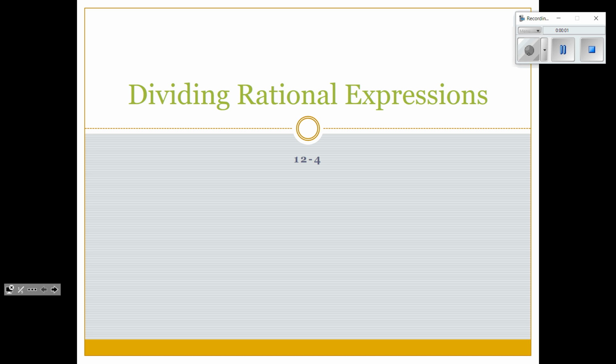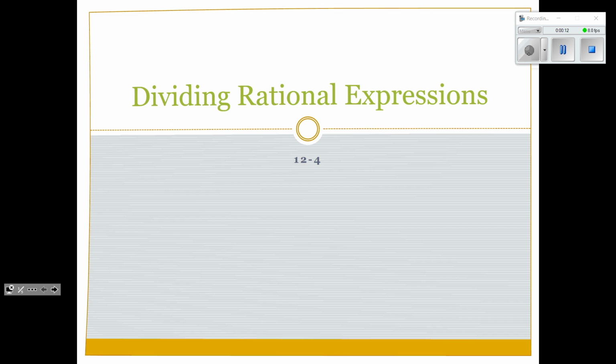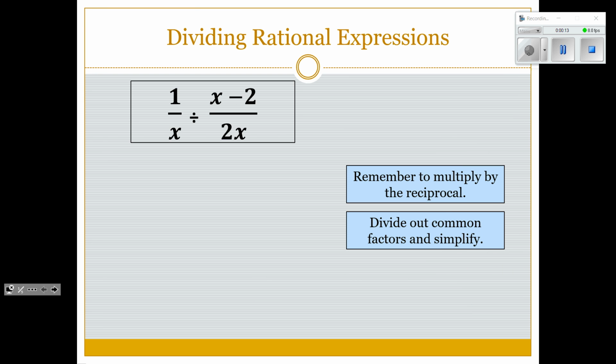In today's lesson, we're going to be looking at dividing rational expressions. Yesterday, we looked at multiplying, and for dividing, it's going to work just like it, except there's one step we have to do first.